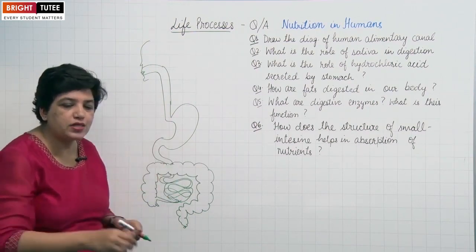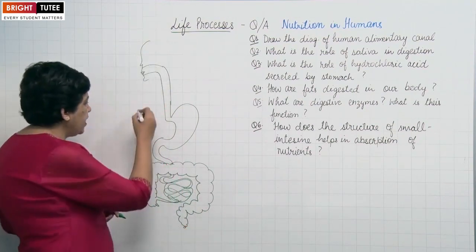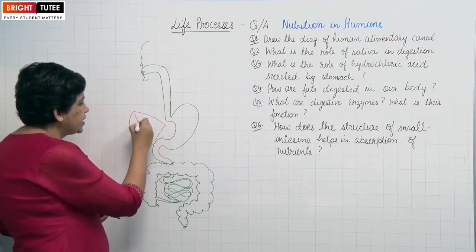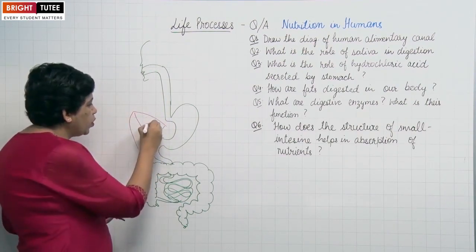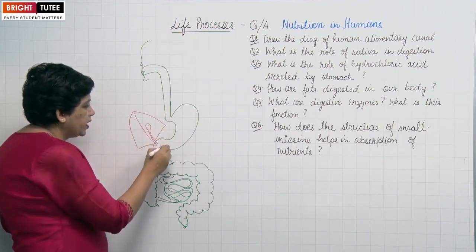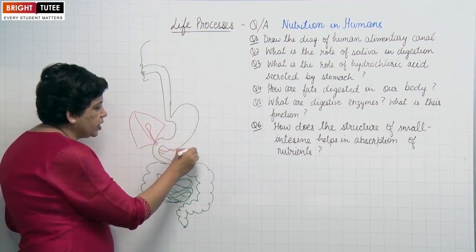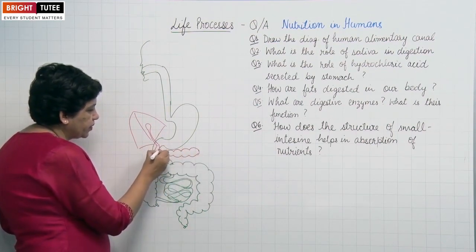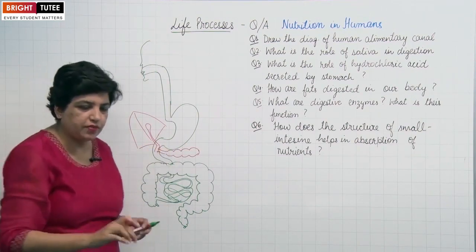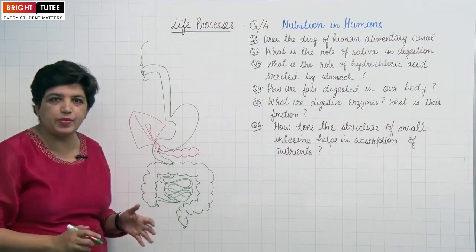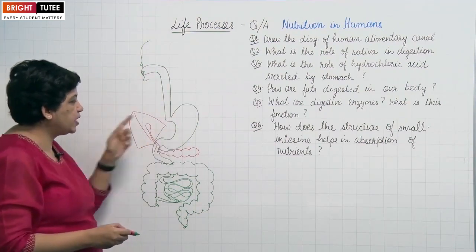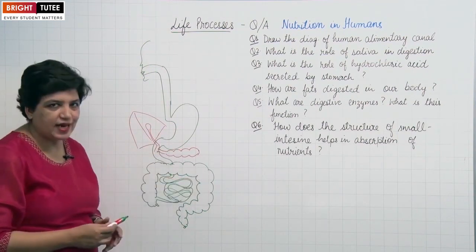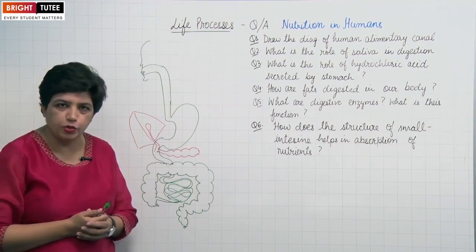Apart from these main organs, there are two associated glands, main glands. One is the liver near the stomach, right? It's the largest organ of our body with a small gallbladder. And apart from this, there is also a pancreas, right where there is duodenum. It also opens up into the duodenum. So this is the alimentary canal. You can label the parts: esophagus, stomach, liver, gallbladder, pancreas, small intestine and large intestines. This is the alimentary canal of human beings.